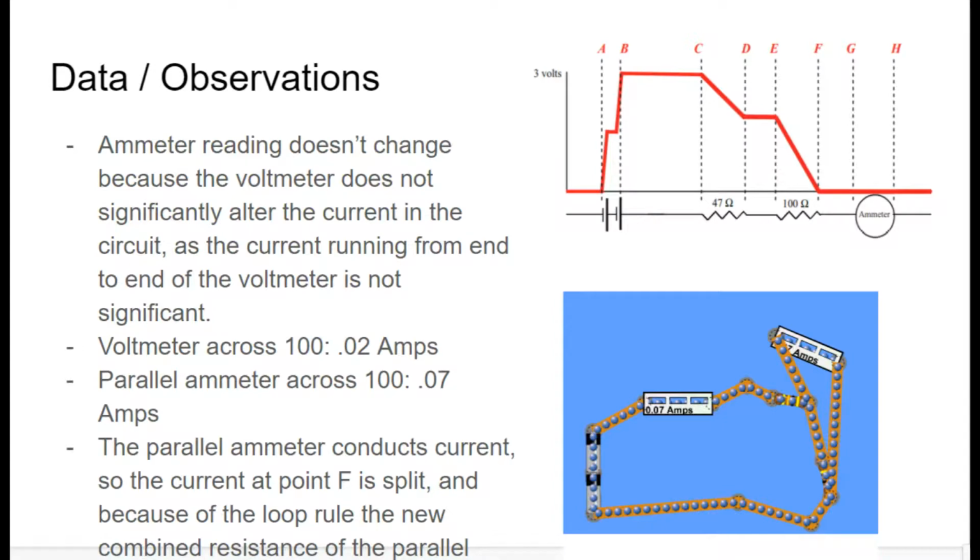When a parallel ammeter ran across the 100 ohm resistor, both ammeters read 0.07 amps. This is because the parallel ammeter conducted current, so the current at point F is split. And because of the loop rule, the new combined resistance of the parallel circuit must also equal negative 2.041 volts.